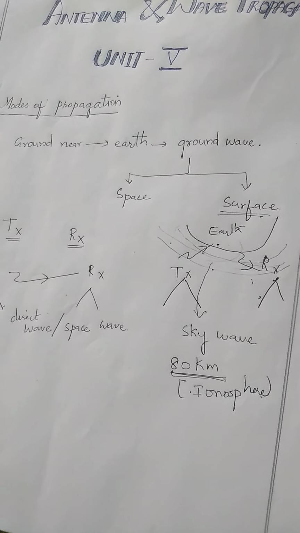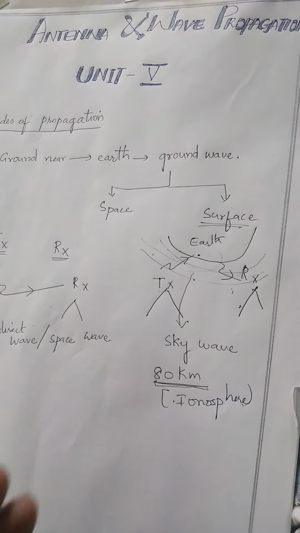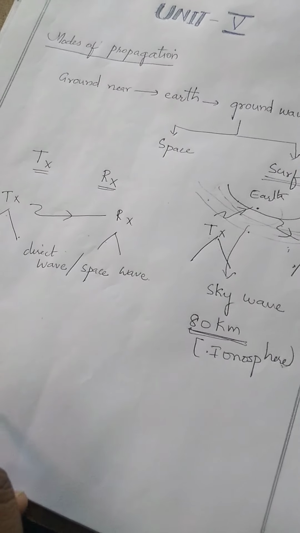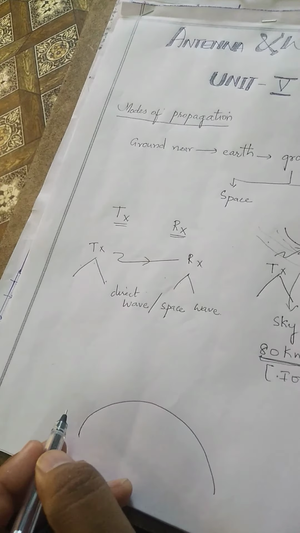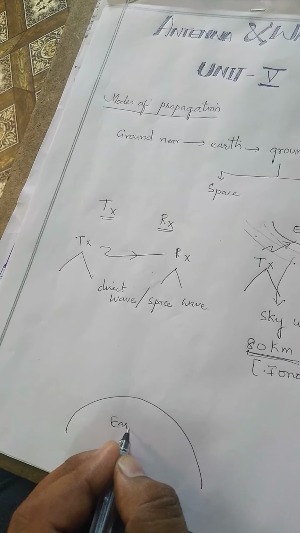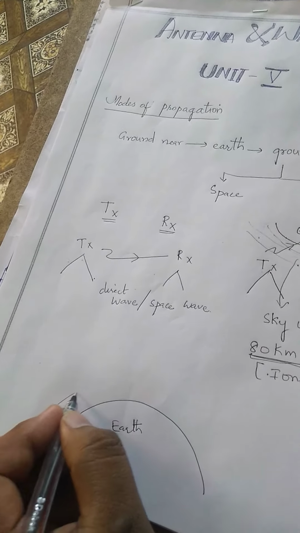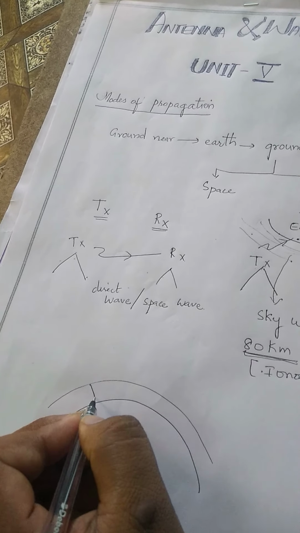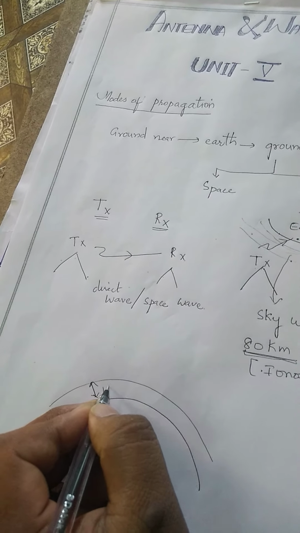The region in the atmosphere around 15 kilometers. Suppose we have the earth there, and near the earth surface we have different layers, at a distance of about 15 kilometers.